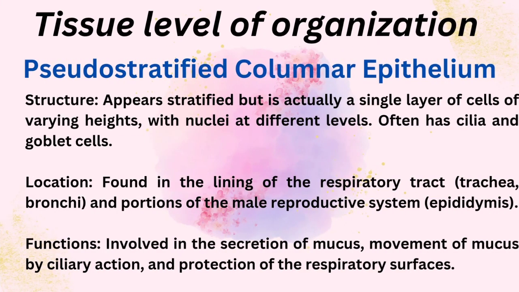And the last type of epithelial tissue is pseudostratified columnar epithelium. Structure: appears stratified, but is actually a single layer of cells of varying heights with nuclei at different levels. Often has cilia and goblet cells.